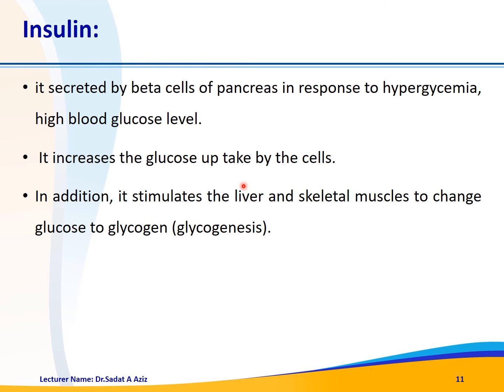In addition to that, it stimulates the liver and skeletal muscle to change glucose to glycogen. So skeletal muscle and liver, but particularly liver, is responsible for what? For the sugar storage in the form of glycogen. So insulin also can induce these organs to store glucose in the form of glycogen, and release it when it is required.